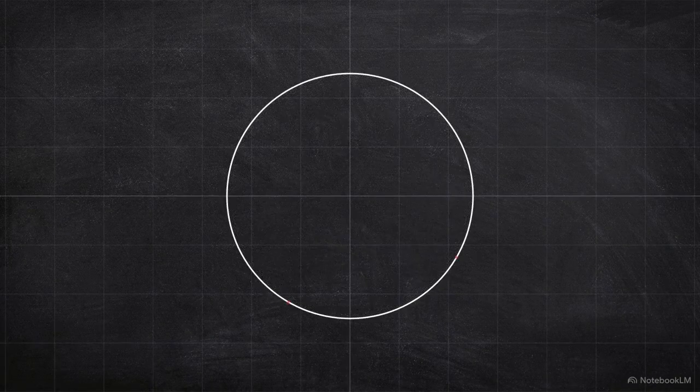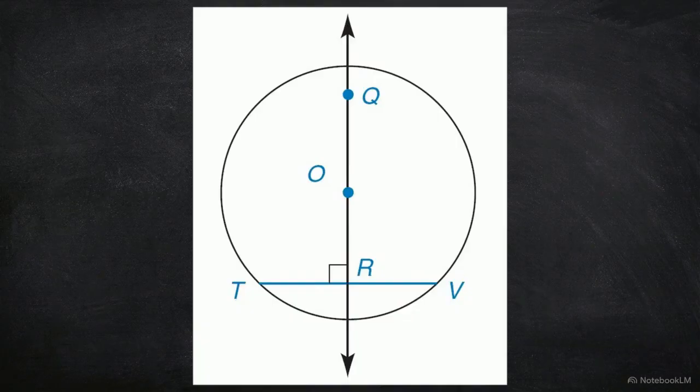We begin inside the perimeter by defining a chord. A chord is any straight line segment that connects two distinct, separate points on the outer edge of a circle. Examine this diagram illustrating Theorem 6.3.1. A line drawn downward from center point O at a 90-degree angle bisects chord TV at intersection R. This bisection continues outward, splitting the curved boundary into two equal arc segments between points T and V.